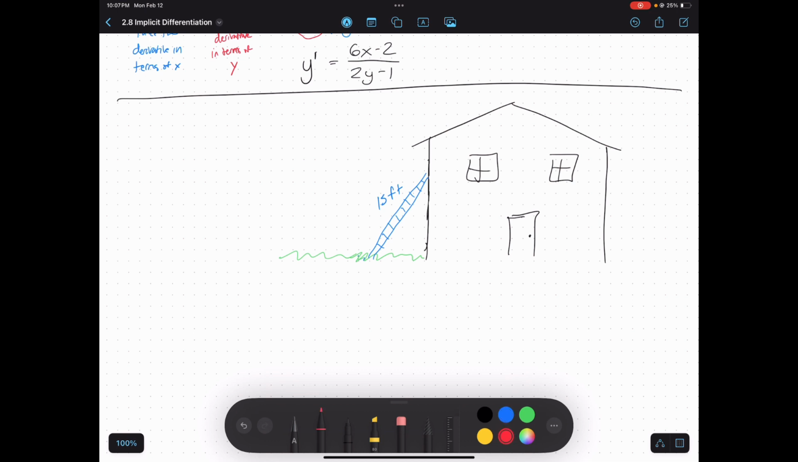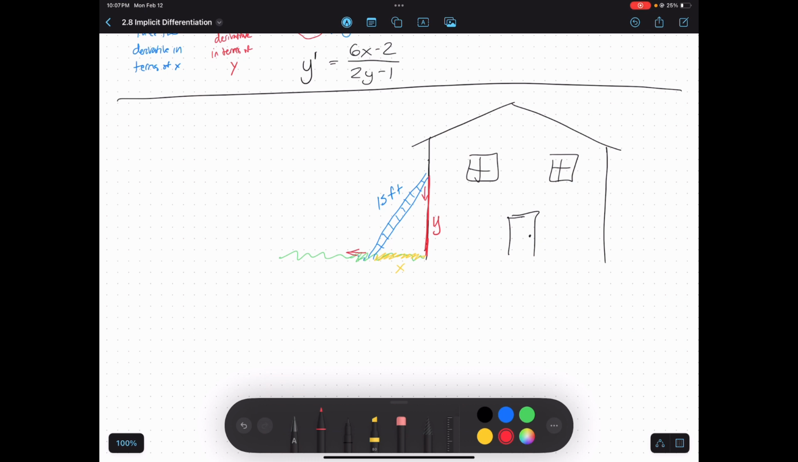Okay, and I'm going to label some distances here for us. So I'm going to call this distance right here y, from the top of the ladder straight down to the ground along the side of the house. And then this distance along the grass, I'm going to call x. Okay, the distance from the base of the ladder to the house. Well, the problem with this ladder is that it's sliding down. Okay, so my ladder is sliding down this way, and this distance is sliding down that way.